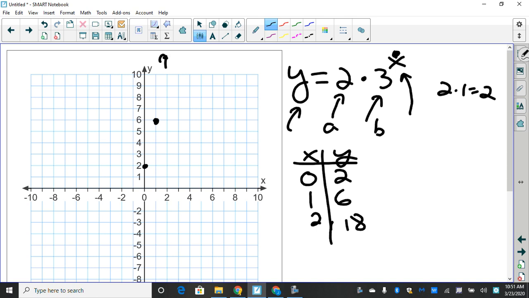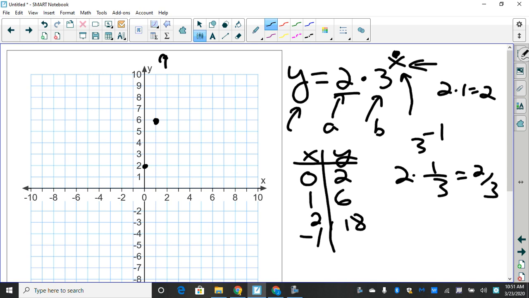But I can also put negative numbers in there. For example, negative 1. If I put negative 1 in here, that's 3 to the negative 1, which of course is 1/3 times our 2 here. That would be 2/3. So when x is negative 1, y is 2/3. Notice, still positive, maybe about there, yeah? What about when x is negative 2? Well, 3 to the negative 2 is 1/9 times the 2, that's 2/9. Notice, still positive. So at negative 2, I'm at 2/9 down here.